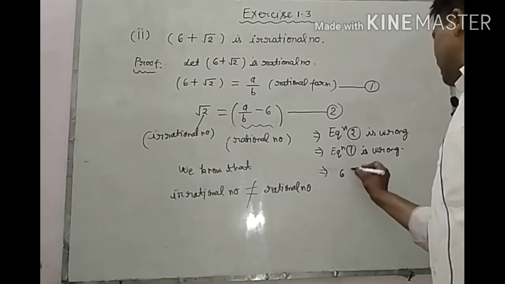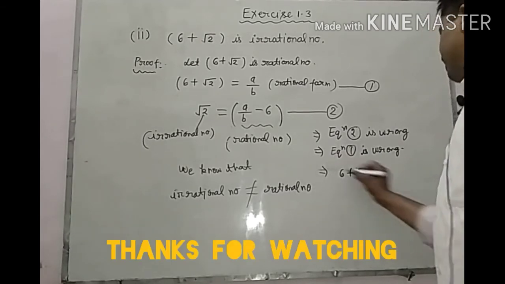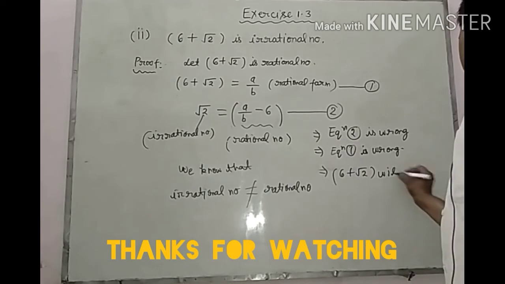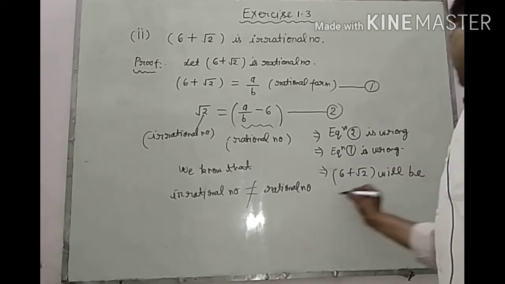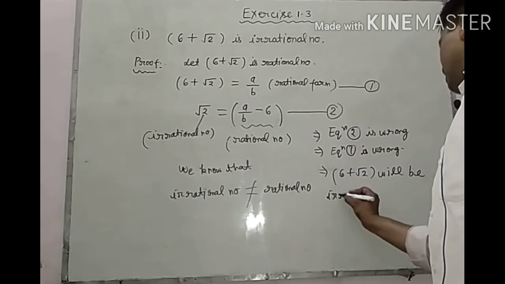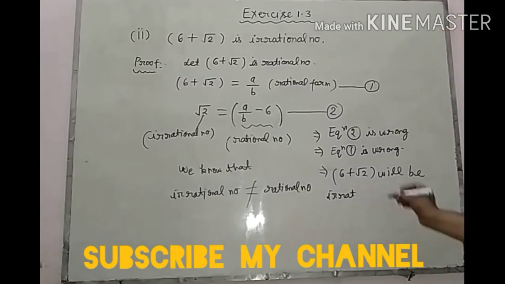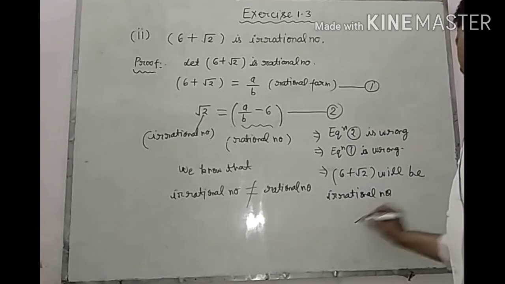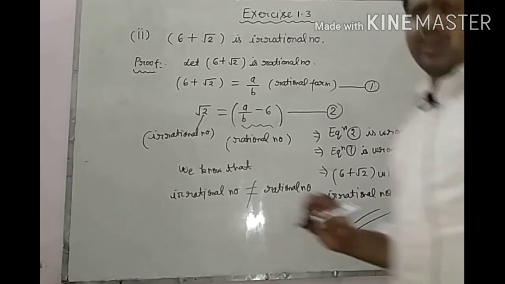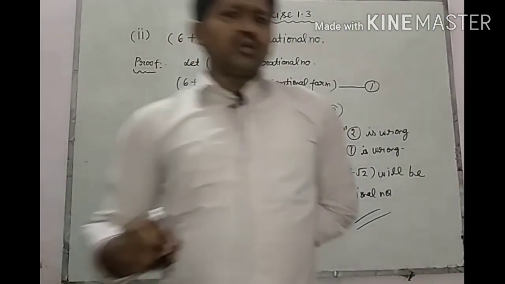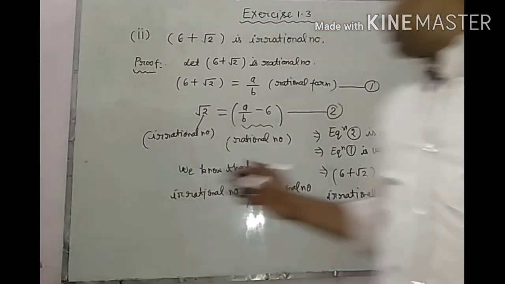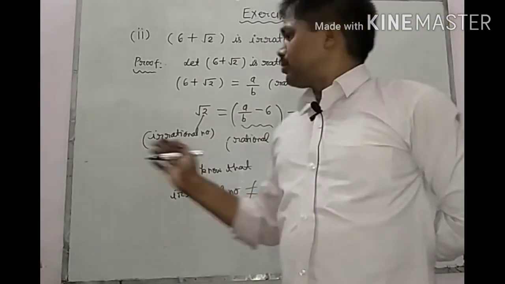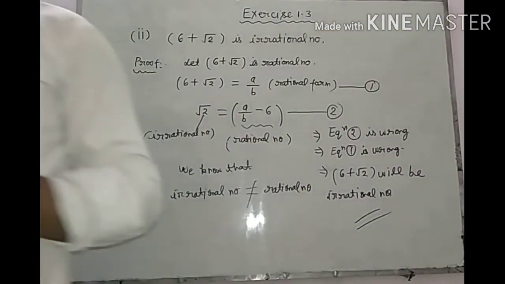This implies 6 plus root 2 will be an irrational number. This is proved. Students, you can take a screenshot.